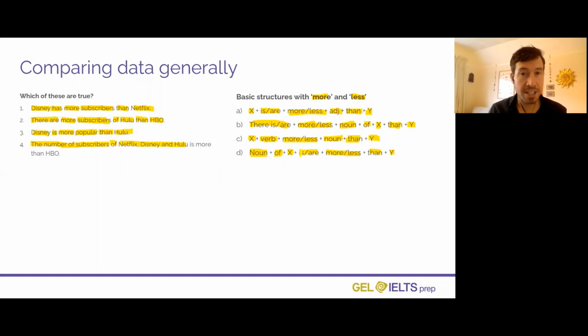Then we've got is more. I've got more here. Than, I've got than here. And finally, the Y is HBO. That's another structure that we can use. So all of these just use more and less in them, but they're comparing different things. Sometimes they're comparing nouns, sometimes they're comparing verbs, sometimes they're comparing adjectives. And so it's nice to try to use a variety of these when you're doing your academic writing.